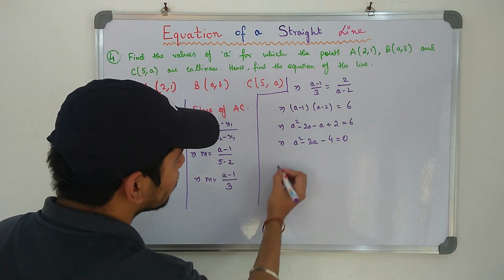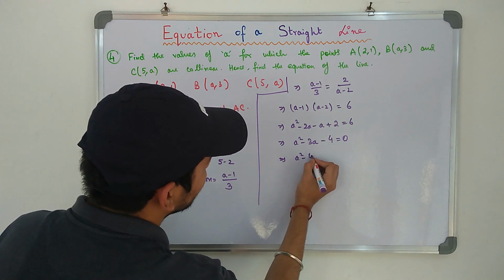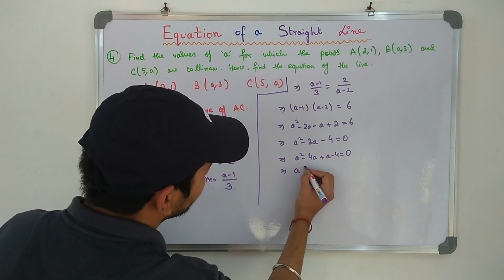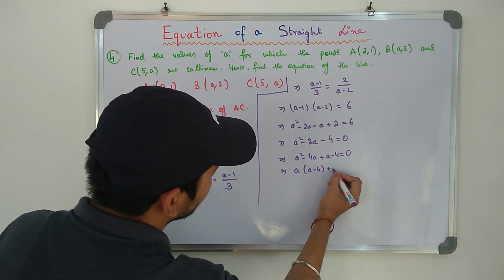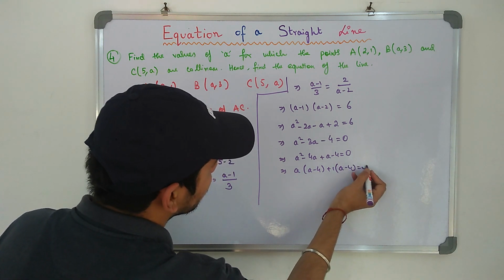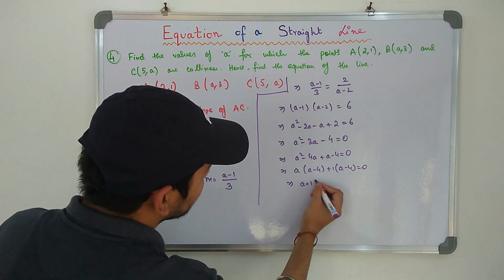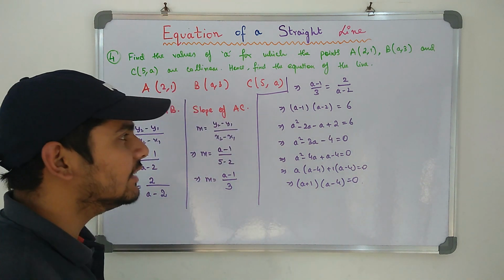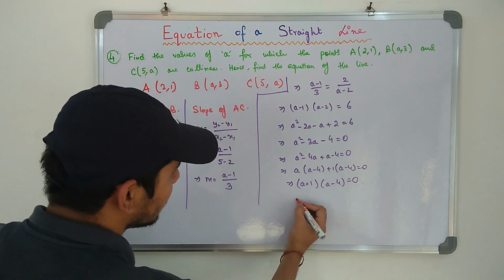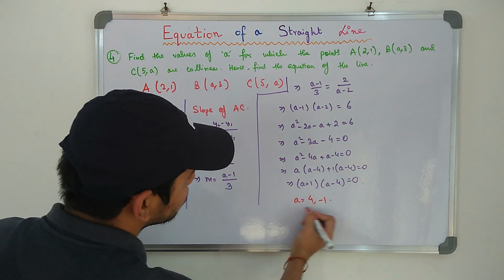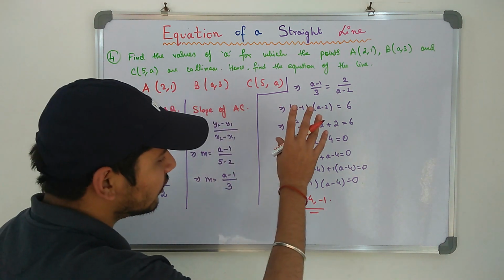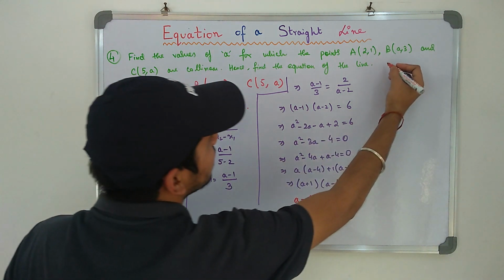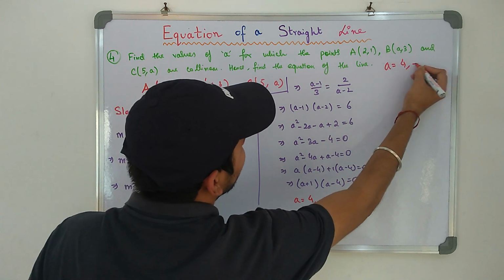We'll use middle term factorization. What do we get? A square minus 4a plus a minus 4. We take a common over here to get (a minus 4) and 1 common here to get (a minus 4). So we ultimately get (a plus 1) into (a minus 4) is equal to 0. So as you can see, we get two values of a over here, which are 4 and minus 1. Now we'll find the equation of the line once for a is equal to 4 and once for a is equal to minus 1. Let me write the values of a, 4 and minus 1.